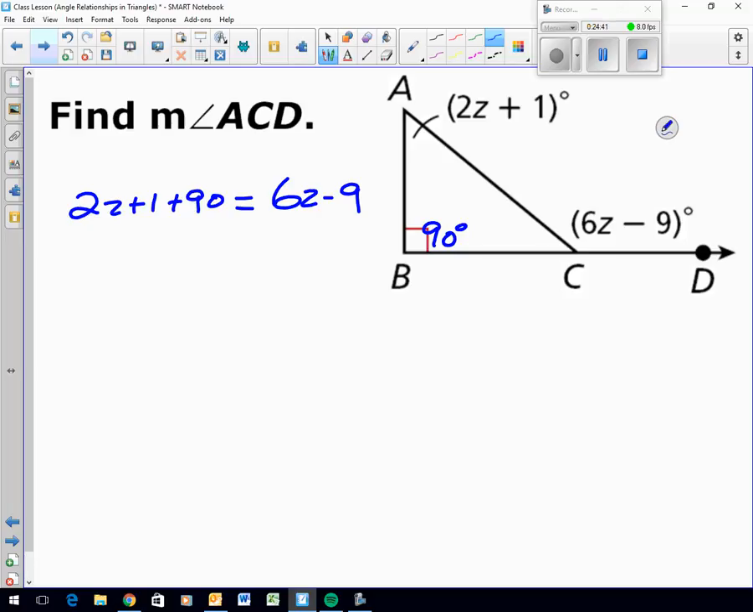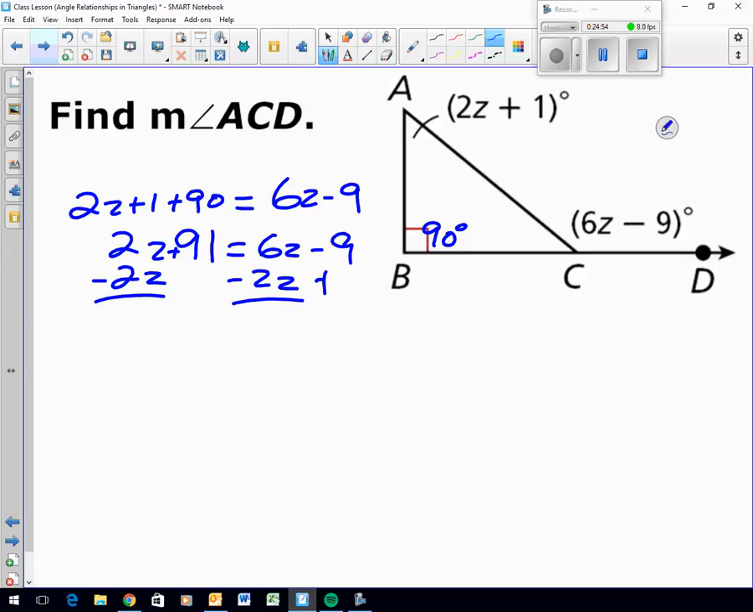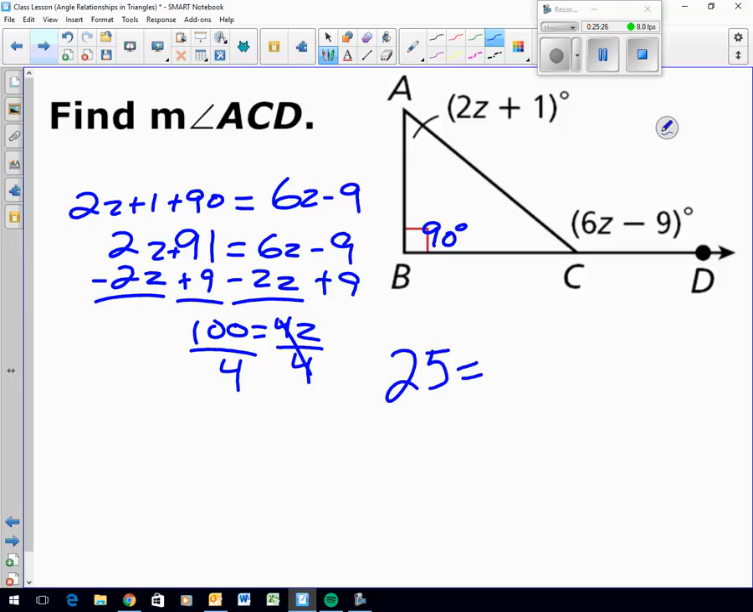Katie, what's 1 plus 90? Katie, what is 6z minus 2z? Good. Katie, what is 91 plus 9? 100? Okay. Katie, what is 100 divided by 4? Okay, how many quarters are in a dollar? 4. Okay, and how much is each quarter worth? 25. So, Katie, my answer here is 25, correct?